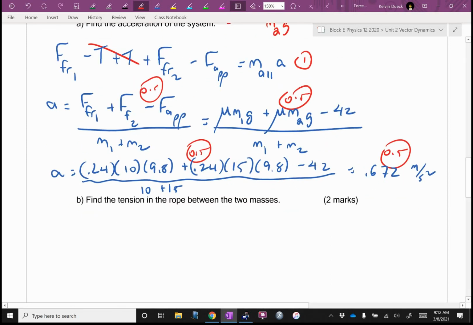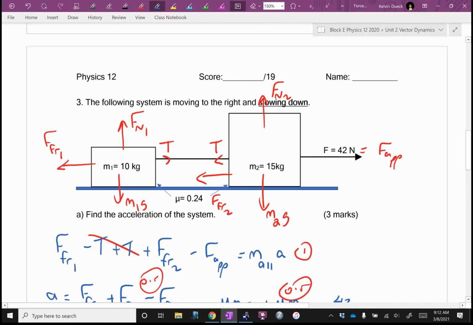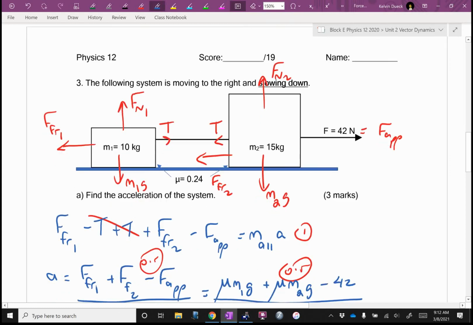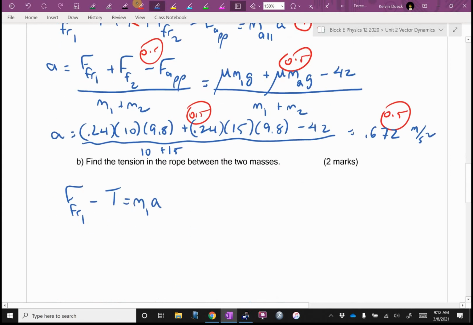Find the tension in the rope between the two masses. So here, I think it's going to be friction force number 1 minus tension equals M1A. I would use that one even though tension was a loser because it's just less cluttered. Mass 2 has 3 forces on it, and it's just going to be a little more work. You could use mass 2 and you'll get the same answer. I'm going to do a swappy dance, and I'll get friction force number 1 minus M1A equals tension.